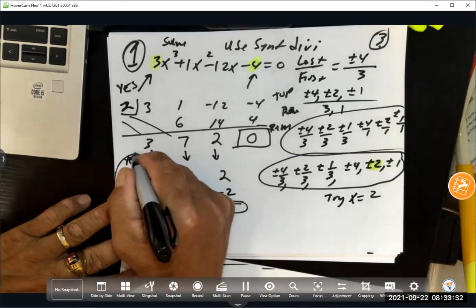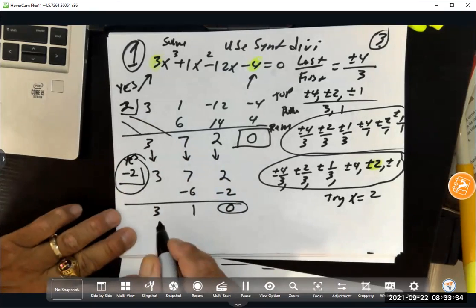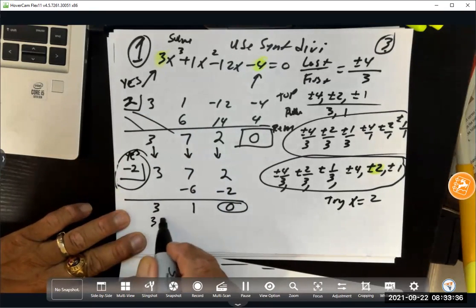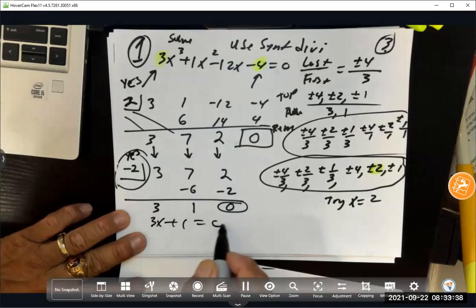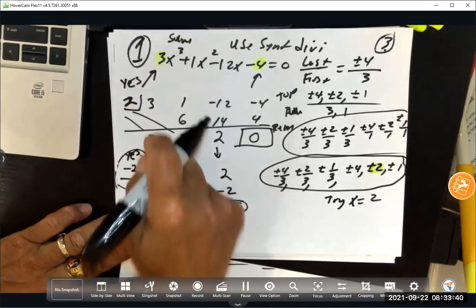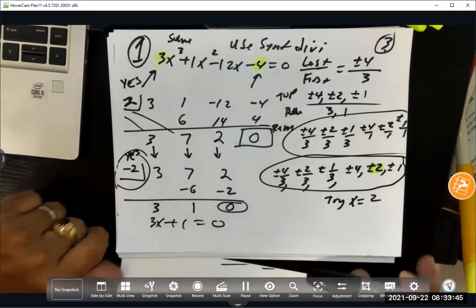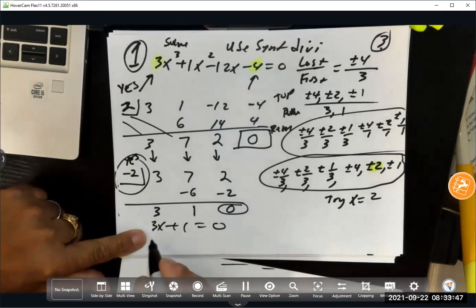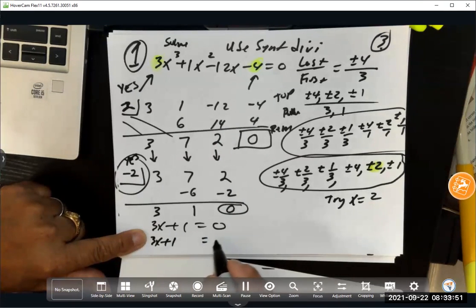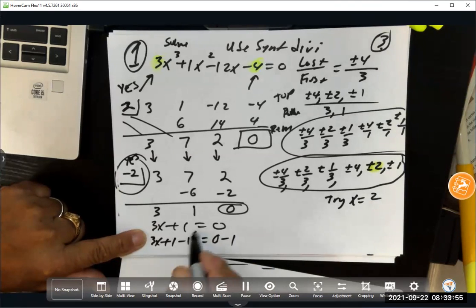So now I know I've got 2 answers, this one and this one. What's left over is 3x plus 1 equals 0, because it's not cubes, it's not squares, it's just regular x. To solve it, what do you do? Subtract something. Minus 1, yes or no? Yes. All right, so these are gone.